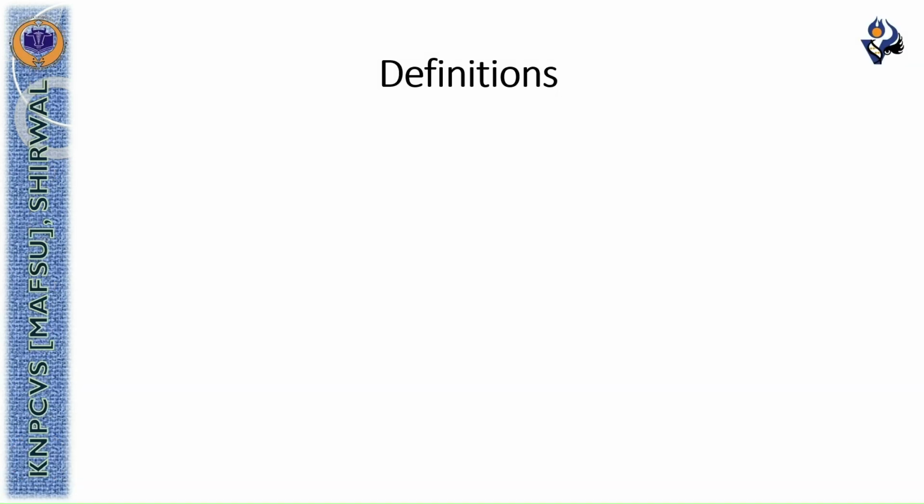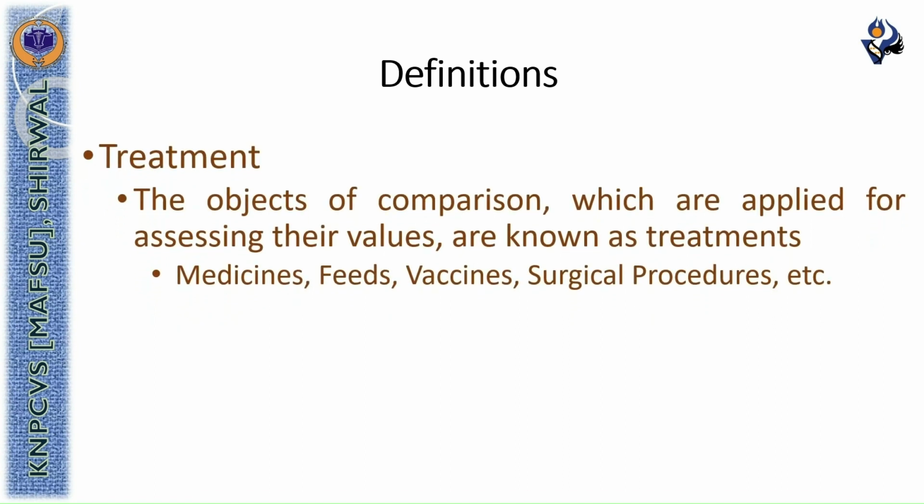Let us try to understand some of the definitions before going into the details of the design of experiment. The objects of comparison which are applied for assessing their values are known as treatments. The treatments can be medicines, feeds, vaccines, surgical procedures, etc.